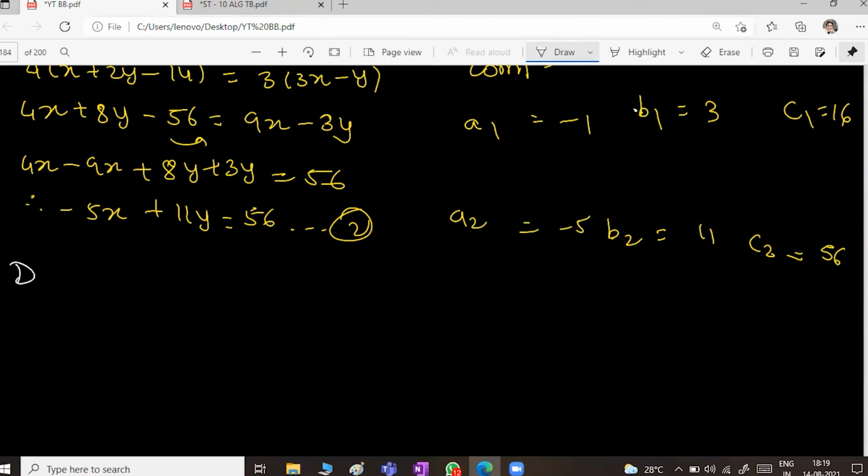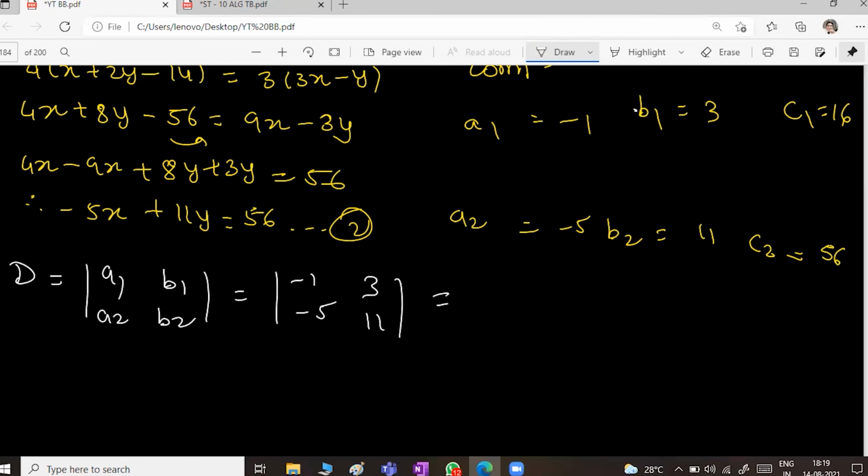Cramer's rule से solve करना है अभी इसको. तो d is equal to a1 a2, b1 b2, which is equal to minus 1, minus 5, 3, 11. Solve karo, you are going to get 4. You need to show the step. I am going a bit fast. I told I will speed up now, but you need to show each and every step. Exam में ऐसा directly करोगे तो there are chances of getting reduction in marks.